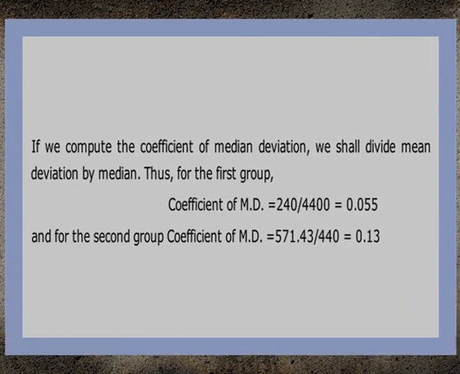If we compute the coefficient of median deviation, we shall divide mean deviation by median. Thus for the first group, coefficient of mean deviation is equal to 240 divided by 4,400, that is equal to 0.055. And for the second group, coefficient of mean deviation is equal to 571.43 divided by 4,400, which gives you 0.13.